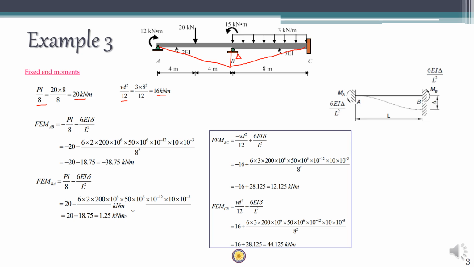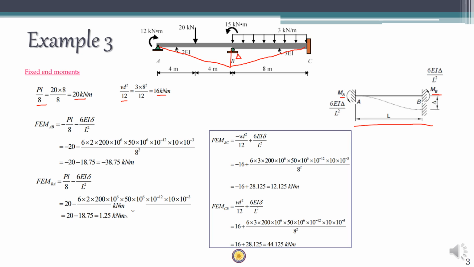Fixed moment for support settlement is given here. Whenever support settlement happens and the beam rotates as a whole in the clockwise direction, as in the case of span AB, the fixed moments developed at A and B will be in the anti-clockwise direction. You can see MA is anti-clockwise, MB is also anti-clockwise, and the value is going to be 6EI delta by L square. Here also the value is going to be 6EI delta by L square. Clear?